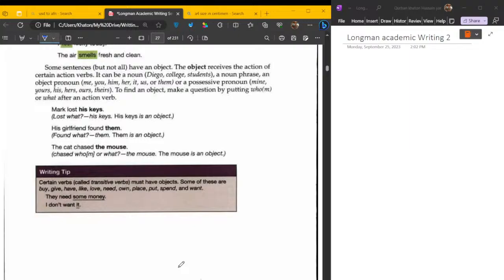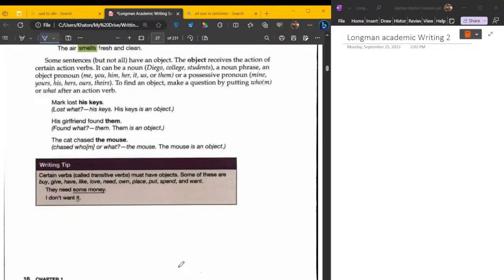Writing tip. Certain verbs called transitive verbs must have objects. Some of these are buy, give, have, like, love, need, owe, place, put, spend, and want. They need some money. I don't want it.